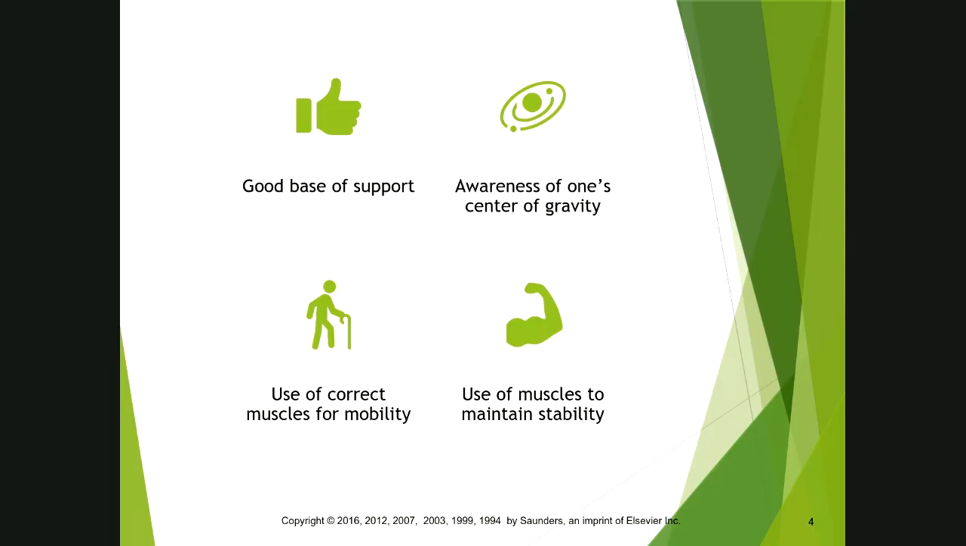Other aspects of good body mechanics is you want to have a good base of support. You want to be aware of your center of gravity and where it's located, because ideally, if it's over your base of support, it makes you much more stable. You want to use the correct muscles for mobility, and you want to use the muscles to maintain your stability as well. So they're going to talk about mobility and stability muscles, and thankfully we do not have to know very much about muscles, other than here you just same things. You want to lift with your legs, you want to stabilize yourself, and when you're moving something, you want to use the mobility muscles, which are typically in your extremities.